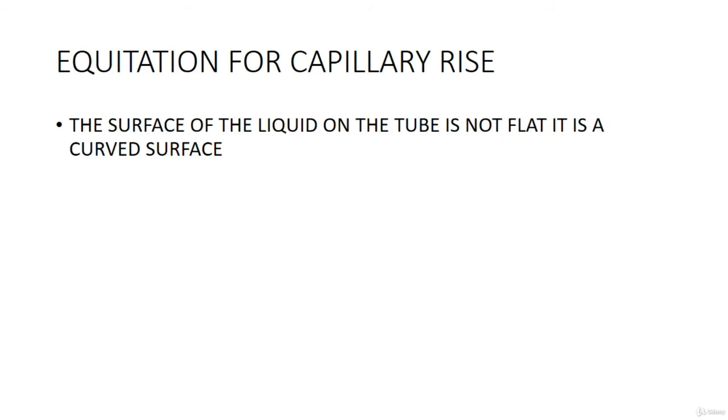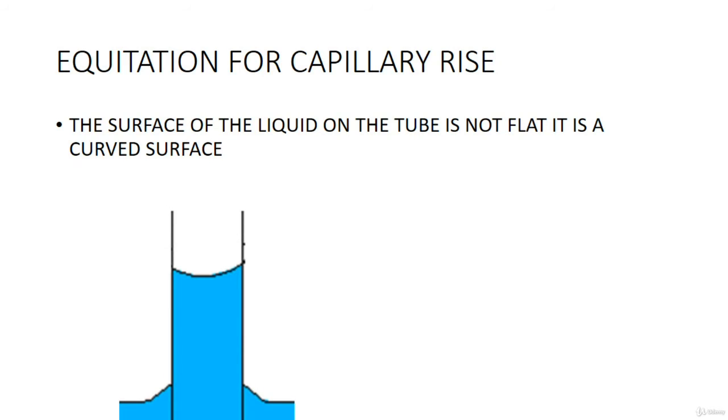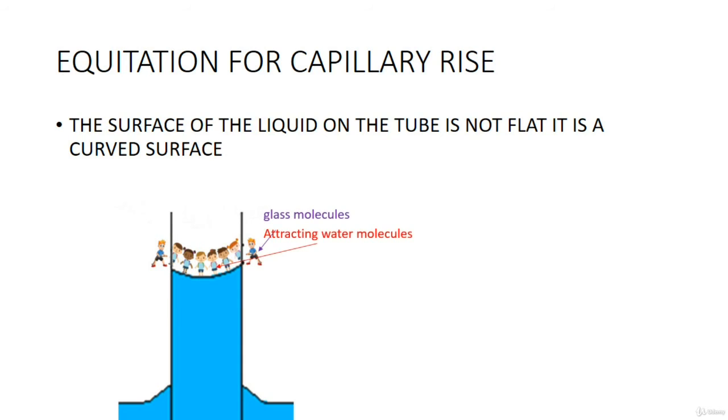Now we are going to formulate an equation for capillary rise. The surface of the liquid in the tube is not actually flat, whereas it is actually a curved concave surface as shown below. This is because the water molecules on the top are well arranged due to surface tension, like pebbles on a chain, and the glass molecules pull these water molecules in the upward direction.